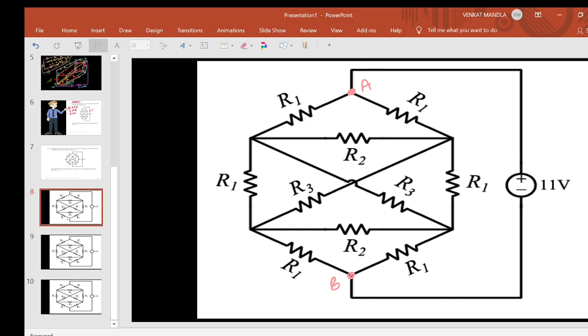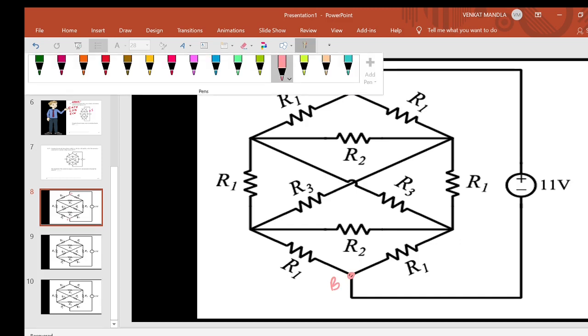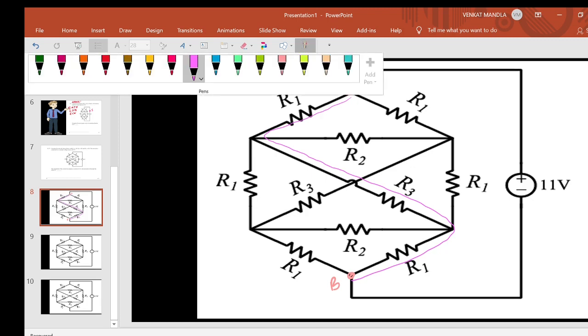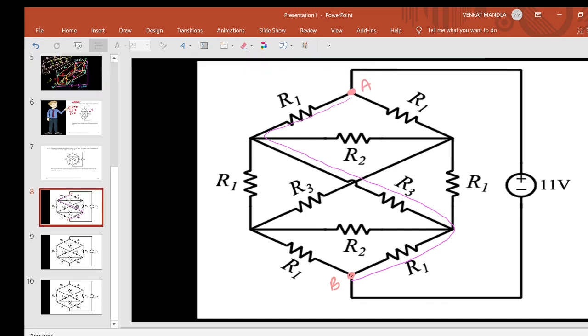This is again a three-dimensional circuit, so we need to find out the symmetrical nodes. So I am taking this path. This is one path. I am taking this path, and I will take one more path. This one.